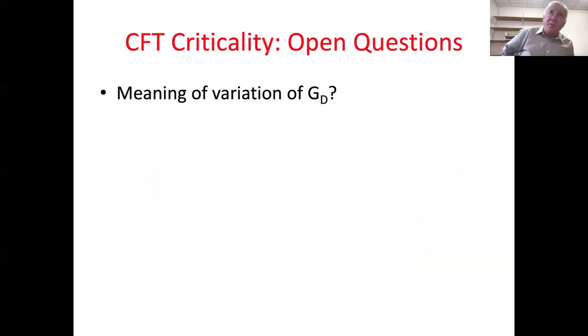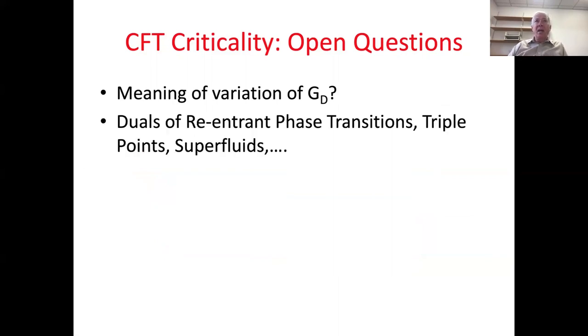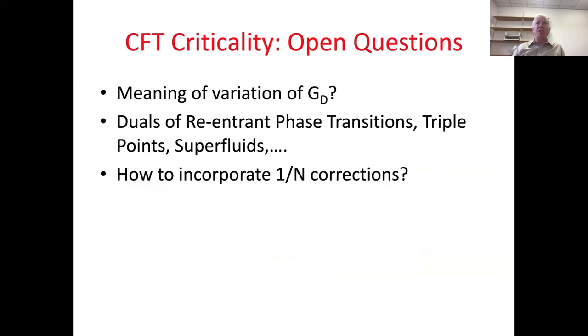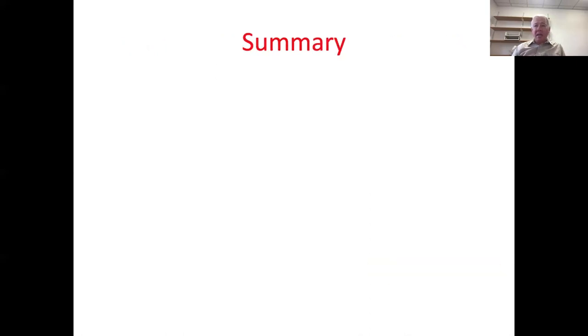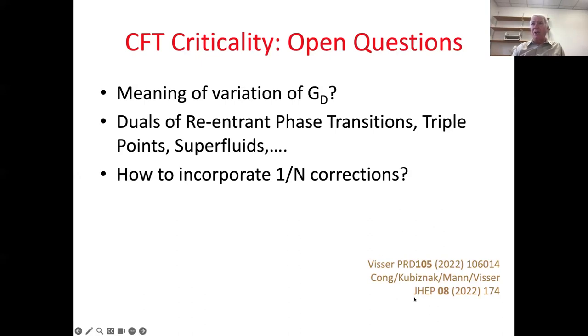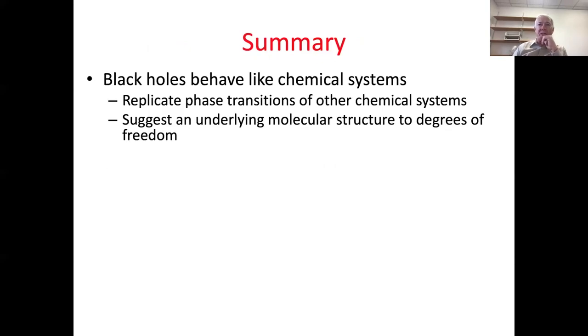This is now an active area of research where a number of people, not just in my group, but in a number of groups around the world, are exploring what the meaning is of varying Newton's constant. We need to see if other black hole chemistry phenomena have found triple points, superfluids, re-entrant phase transitions. Incorporating higher n, 1 over n corrections is important. We've got another paper that looks at some of these questions in detail, but there is a whole lot more to do.